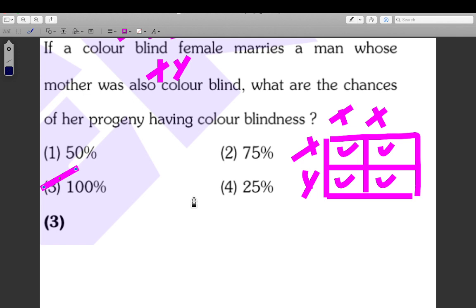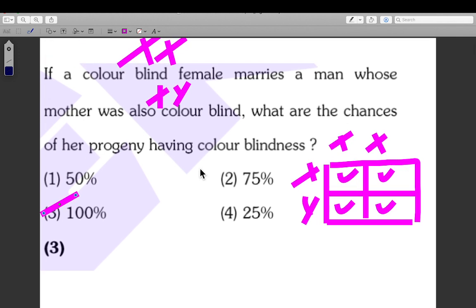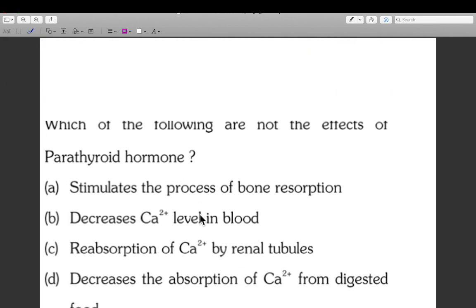So this was a basic run through of how you have to solve these questions, but you need to know the theory of colorblindness to be able to attain this properly. Okay, next question, which of the following are not the effects of parathyroid hormone? Not मतलब they are asking for which are the incorrect statements.